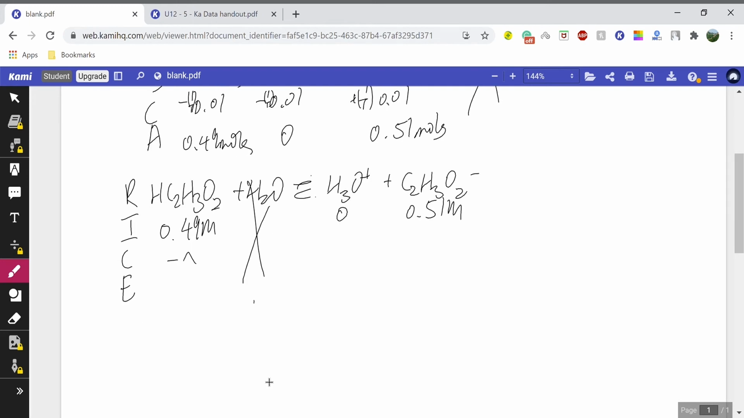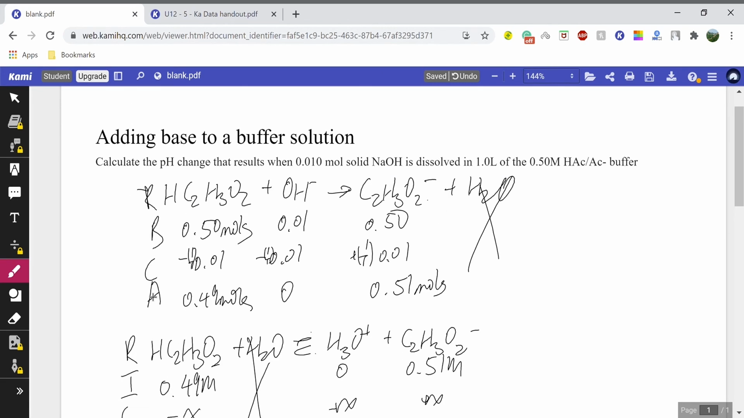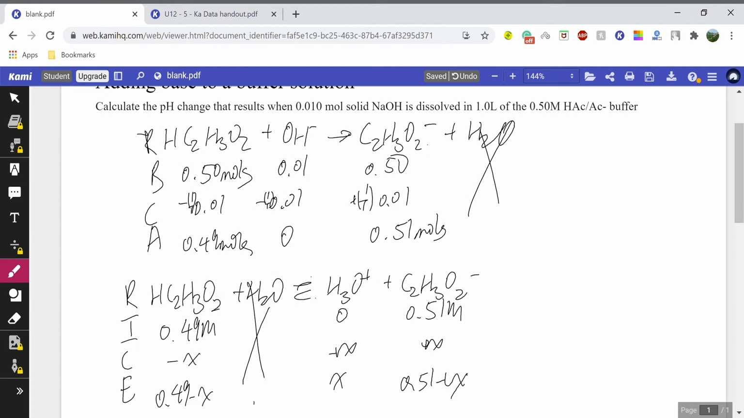This will be minus x, so 0.49 minus x. This is going to be plus x, and this is going to be plus x, so it will be 0.51 plus x. And remember, you must convert to molar to do these RICE charts. If we're not given an easy to work with number like 1 liter, then you're going to have to divide these moles by the volume to solve for the molar.